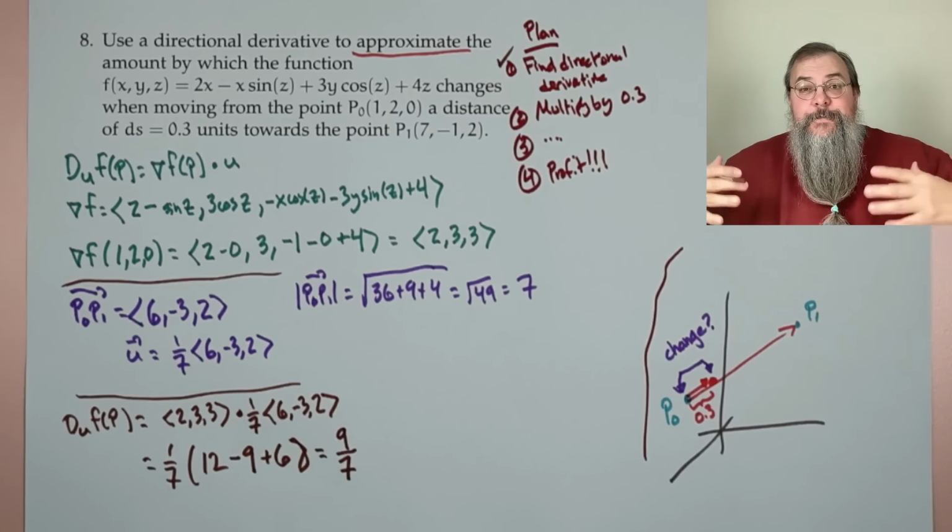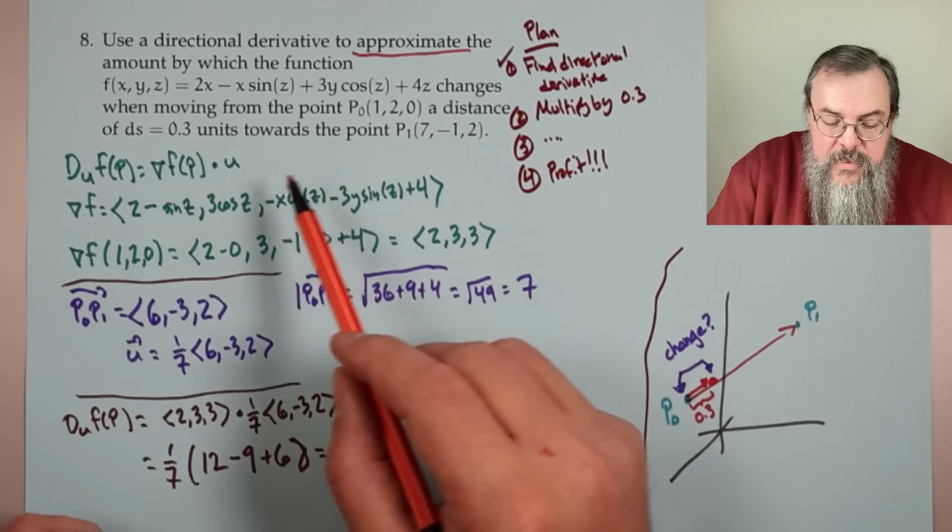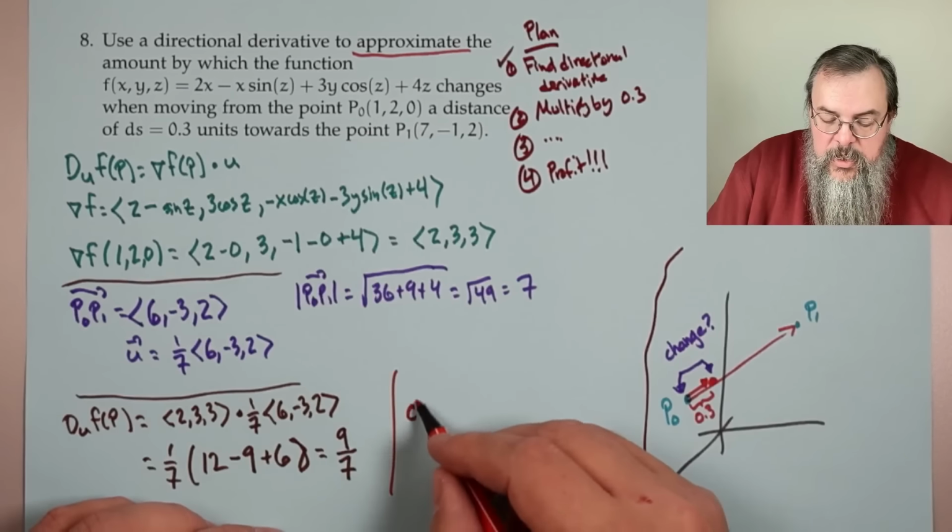So our answer is, we can say, look, let's be careful. Use the directional derivative to approximate the amount by which the function changes. Okay, our change is approximately 9/7 times 0.3. I'll write that as 3 over 10. And if we do that, we end up with 27 over 70. We don't have anything else to describe change, because we don't know what the measurements for f are. So we'll just say 27 over 70. There's the estimate for our change.